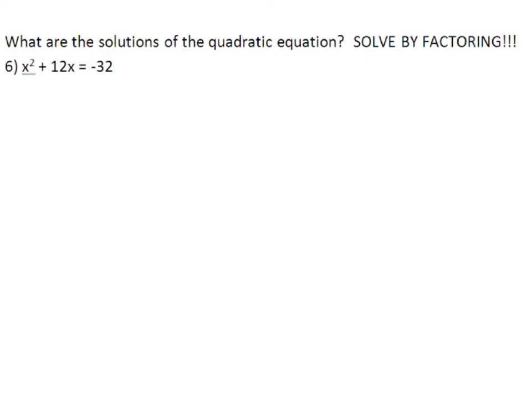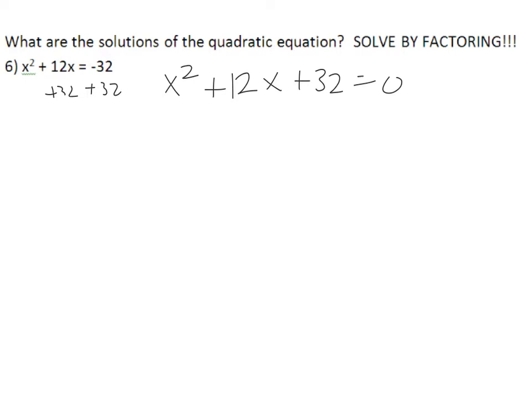I have to solve this by factoring. So I'm looking for the solutions, but solving by factoring. So first thing I have to do is get it so it says equal to 0. So I'm going to have x squared plus 12x plus 32 equals 0. I have to add 32 to both sides of the equation so that I can have it equal to 0.